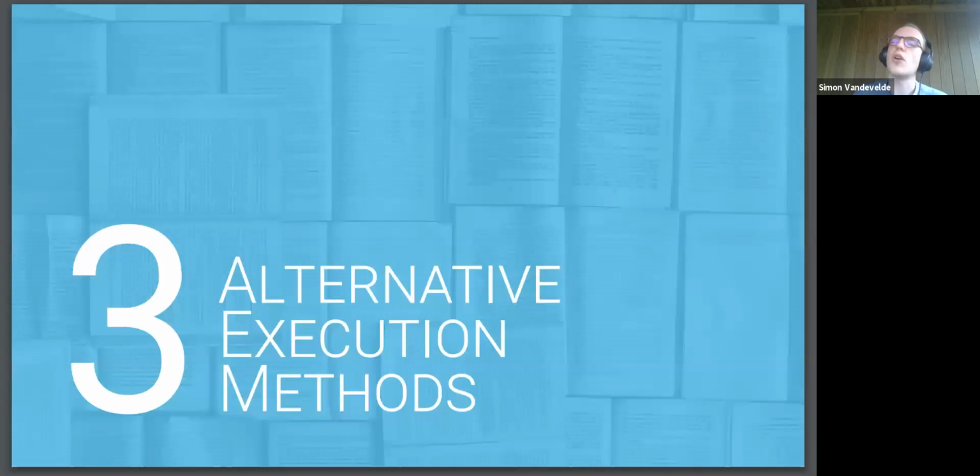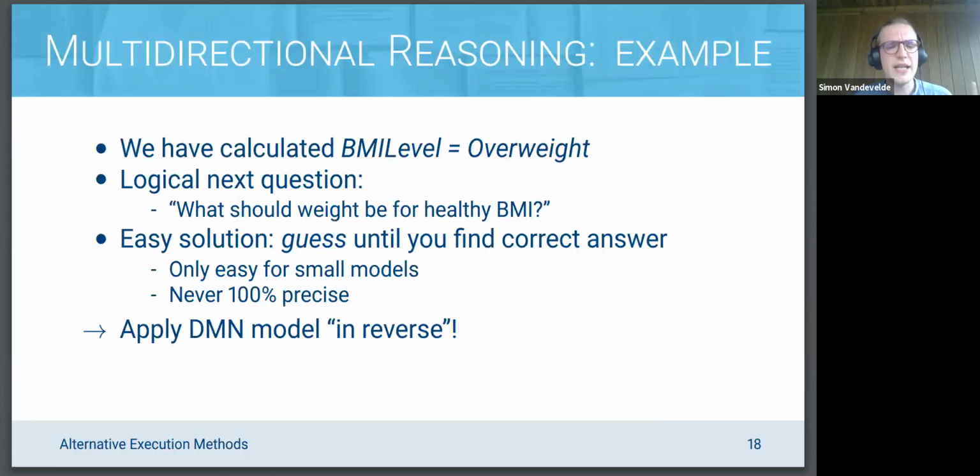But I would like to talk a bit about alternative execution methods. And this is something that I feel can really amp up the game, so to speak, in the world of DMN, or not necessarily in the world of DMN, but in the world of using the knowledge in DMN maybe for different purposes. So we'll get to that. The main thing that I will be talking about is multidirectional reasoning. So imagine that we have just calculated that my BMI level is overweight, which is not that good, right?